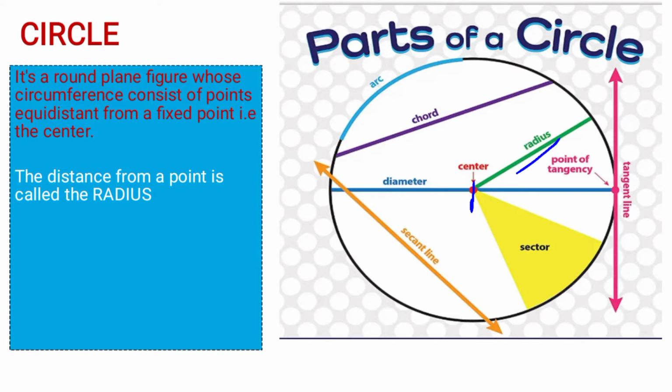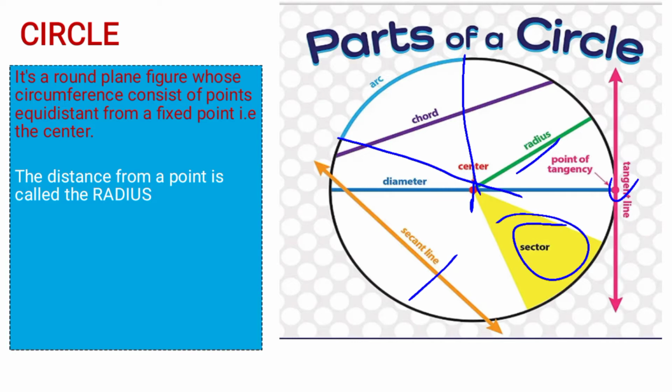It contains an arc. When you extrapolate to the center, it contains a sector. It contains a secant line. It contains a diameter and the point of tangency. You should also know that two radii are the same as a single diameter.